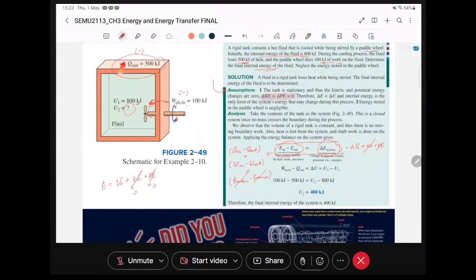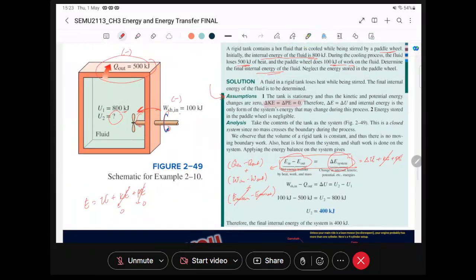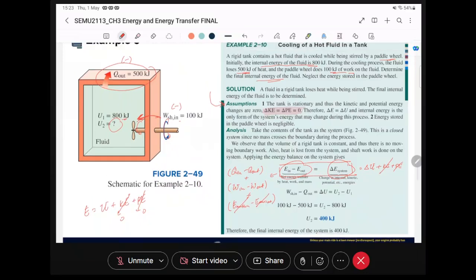Okay. So in this system here, there is no Q in, there is a Q out. There is a shaft work in, and there's no work out. There's work in, there's no work out. So then it reduces to this, basically. Okay, so that's how we get to here.